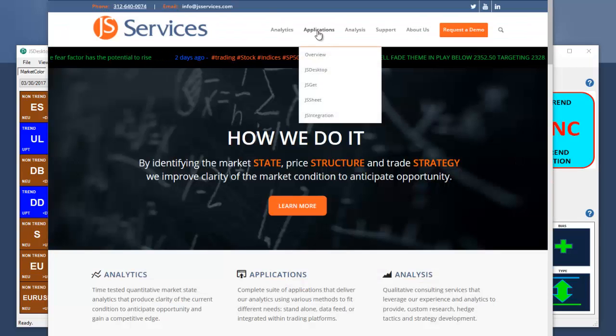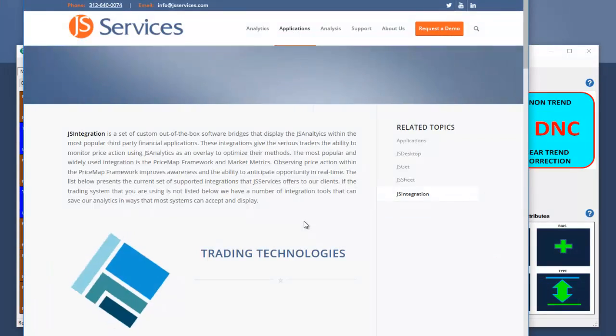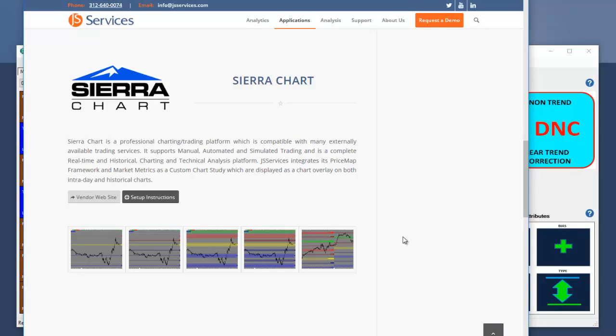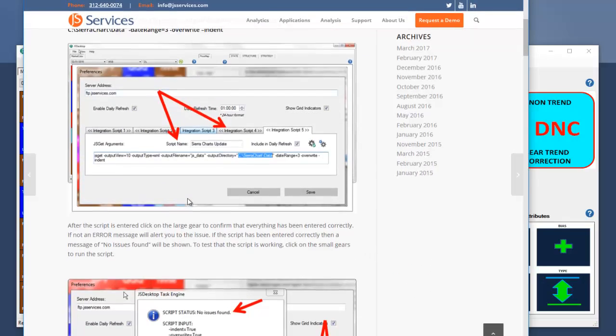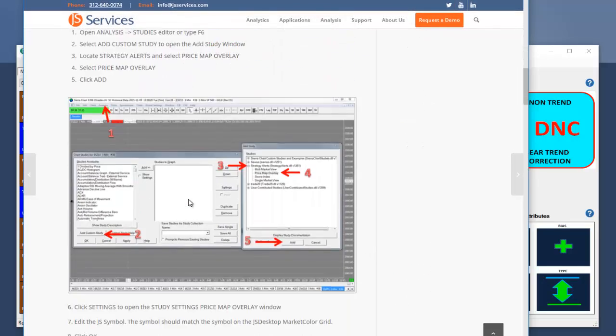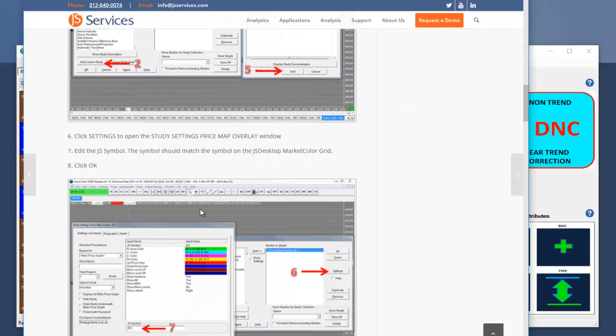It's also explained in our JS integration section, and you can go to one of our setup instructions, and it's going to go through how to edit these scripts. If you're not using an integration, then you don't need to use this feature, but this is a powerful feature that really allows you to control the data.